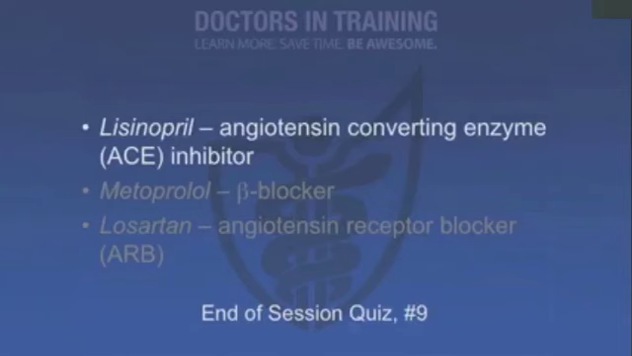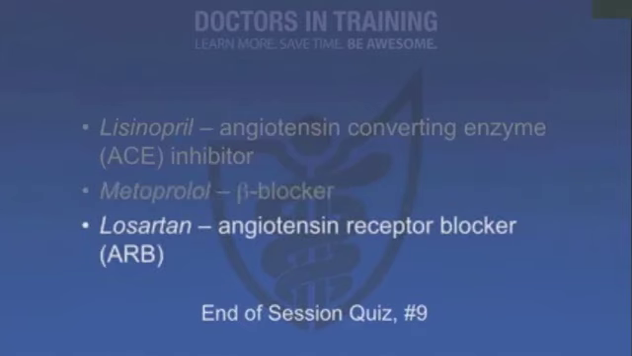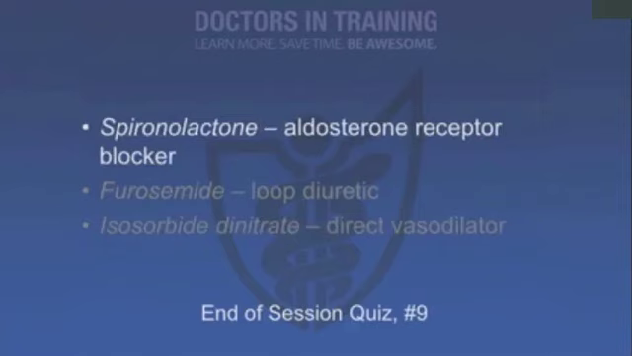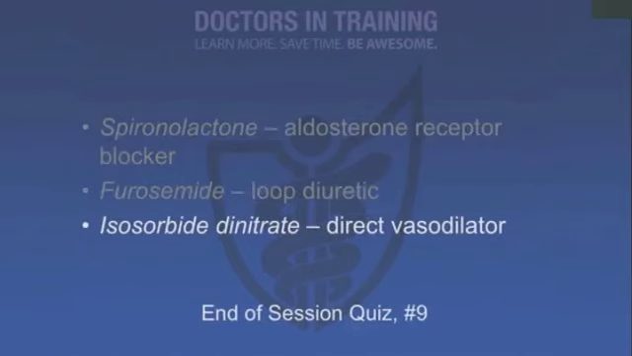All right, next question. Match the drug with its category. So lisinopril is going to be your angiotensin-converting enzyme inhibitor, or ACE inhibitor. Metoprolol is a beta blocker. Losartan is an angiotensin receptor blocker. Spironolactone is our aldosterone receptor blocker. Furosemide is a loop diuretic. And isosorbide dinitrate is a direct vasodilator. All right, so that's going to conclude our end of session quiz.